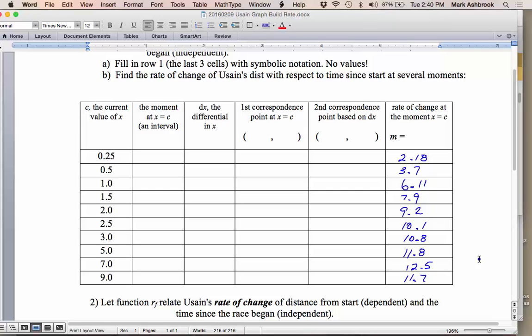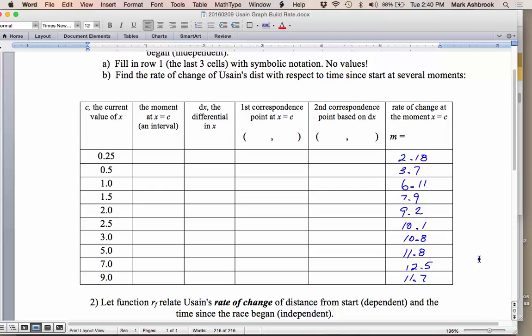The independent variable is going to be the same. It's going to be x, the same x we had before: time since the start. And now the dependent variable is not going to be the distance from start anymore. The dependent variable is going to be the rate of change. So we're building this function that has the same independent variable, time since start, and the dependent variable now instead of distance is rate of change.